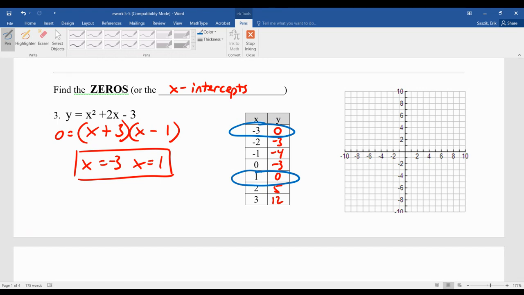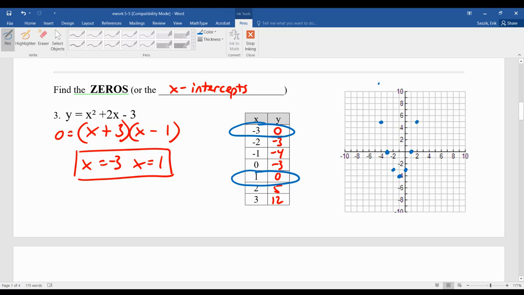I'm going to go ahead and sketch this graph out. -3, 0, -2, -3, -1, -4, 0, -3, 1, 0, 2, 5. And then of course 3, 12 would be off the graph. But notice how to get from here to here, we went up 1, 2, 3, 4, 5 over 1. So we could do the same thing here, up 1, 2, 3, 4, 5, the other direction 1.